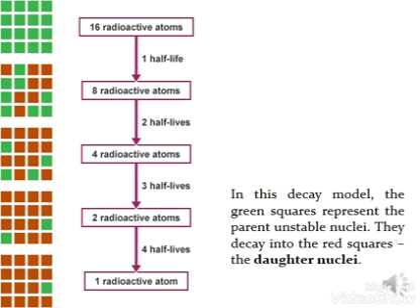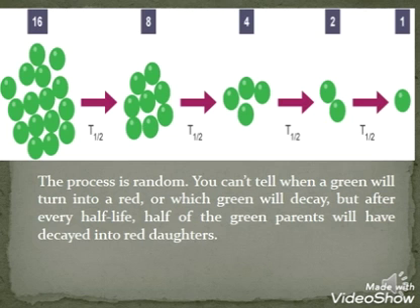An arrow represents 1 half-life. So 4 arrows represent 4 half-lives. The process is random. You can't tell when a green will turn into a red or which green will decay. But after every half-life, half of the green parents will have decayed into red daughters.